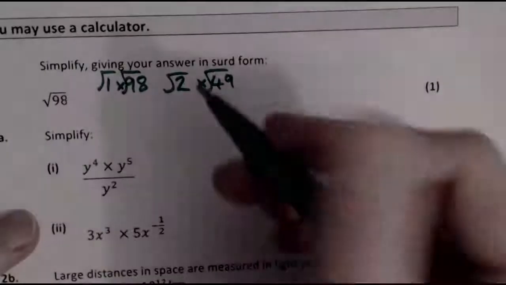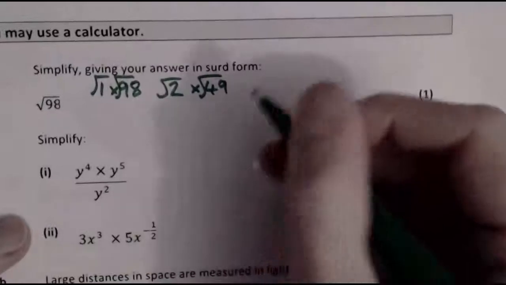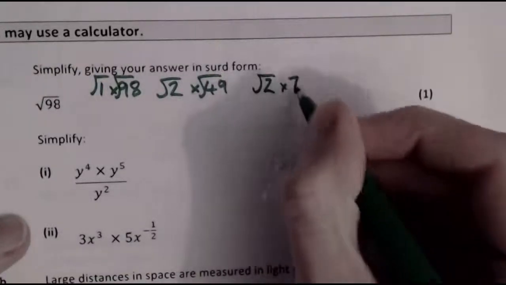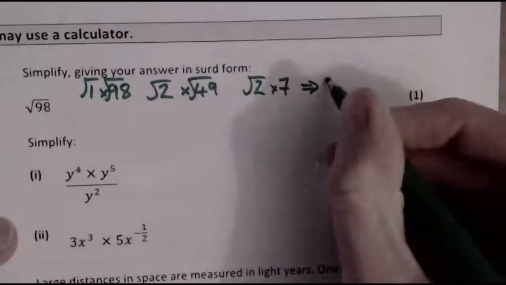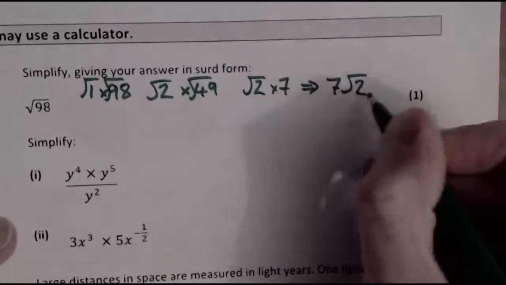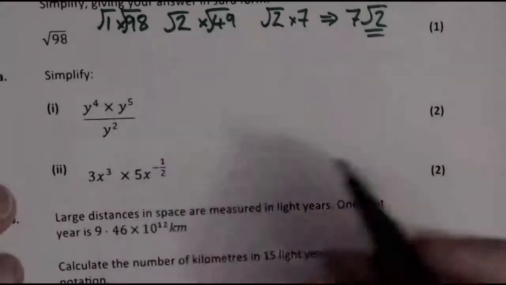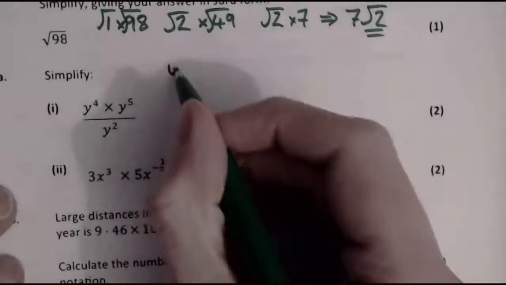So that then can simplify to 2 times 7, and we know another way of writing that is 7 root 2.